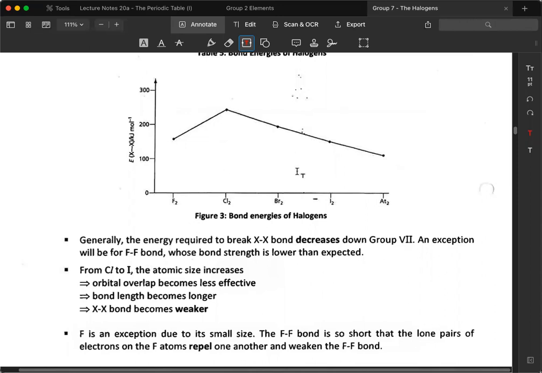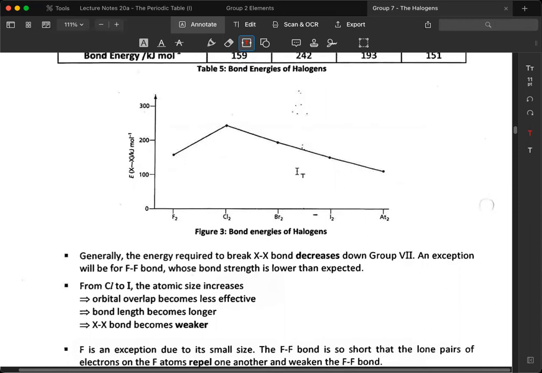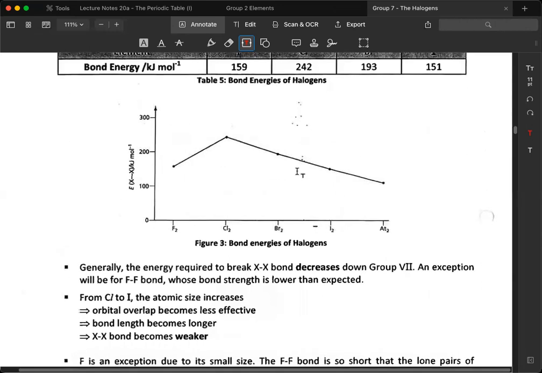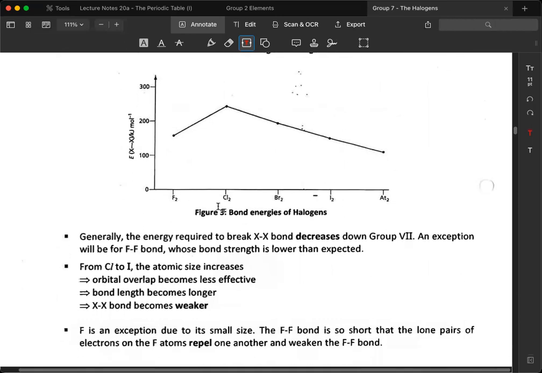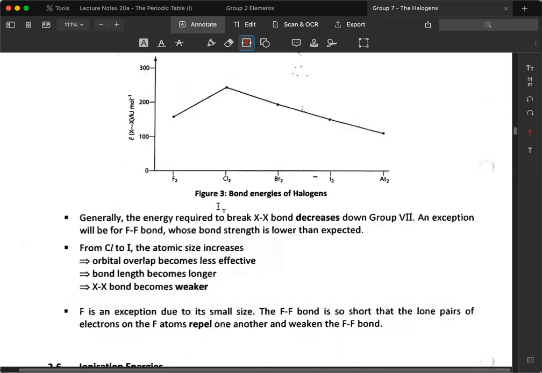From Cl to I, the atomic size increases. The bond energy decreases because the orbital overlap becomes less effective as the atoms get bigger, so the bond length becomes longer and the bonds become weaker.